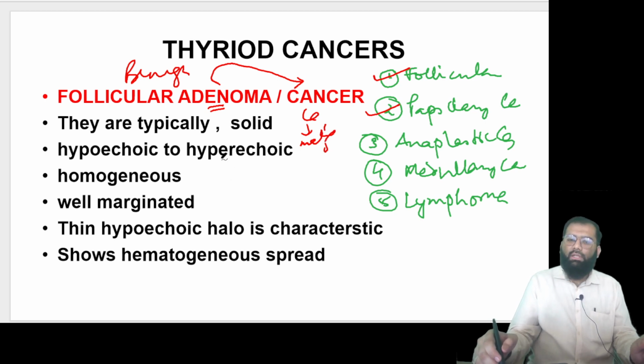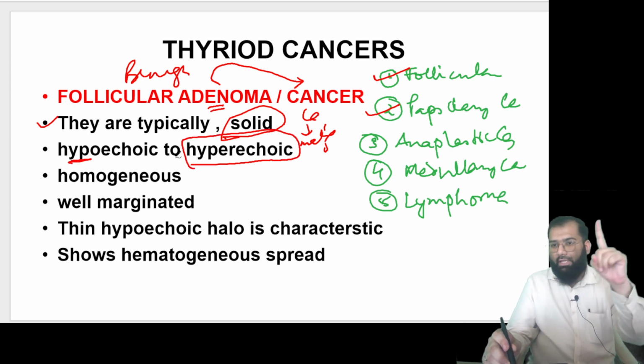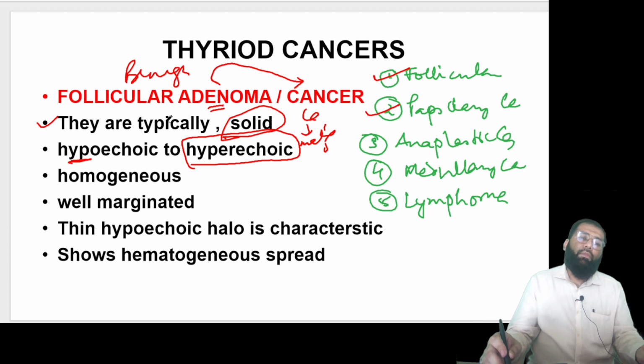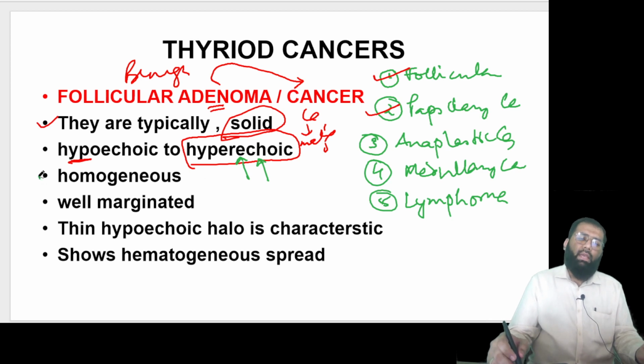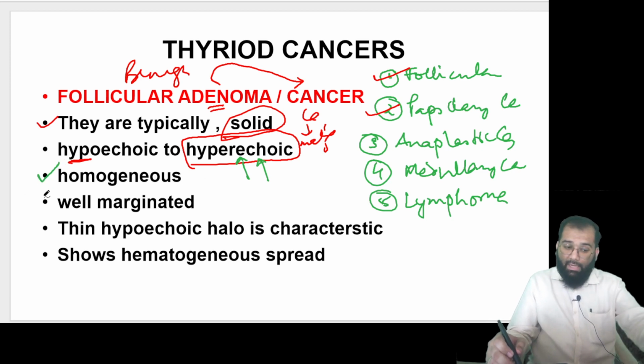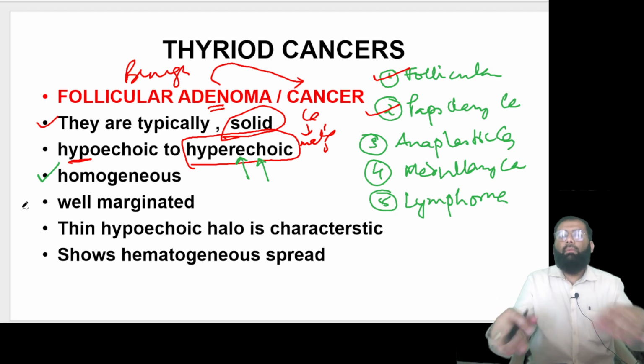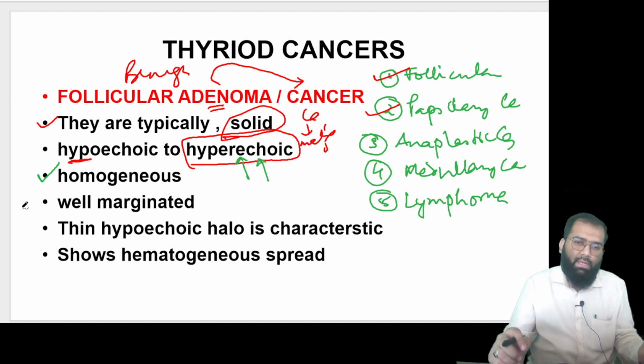When it comes to follicular CA, they are typically solid, very important. They can be both hypoechoic as well as hyperechoic. A very important point to be noted is that follicular CAs can be hyperechoic, and that is the reason why you can confuse follicular CA with a benign lesion. They are usually homogeneous but can be heterogeneous also. As they are homogeneous, they are often mistaken as benign lesions, and they are well marginated.